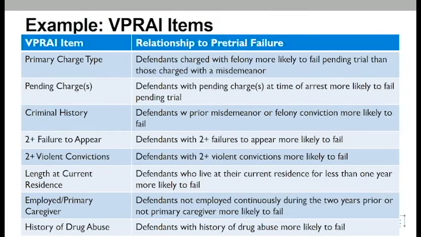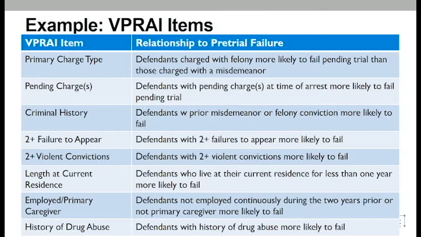Here we have a concrete example showing the items that are in the Virginia Pretrial Risk Assessment Instrument, or VPRA, and the relationship to pretrial failure, the outcome the VPRA is designed to predict. This tool consists of 8 factors. One relates to the primary charge facing the defendant, with defendants facing a felony more likely to fail than those charged with a misdemeanor. Having charges pending at the time of arrest for the current charge is also a risk factor for failure to appear.